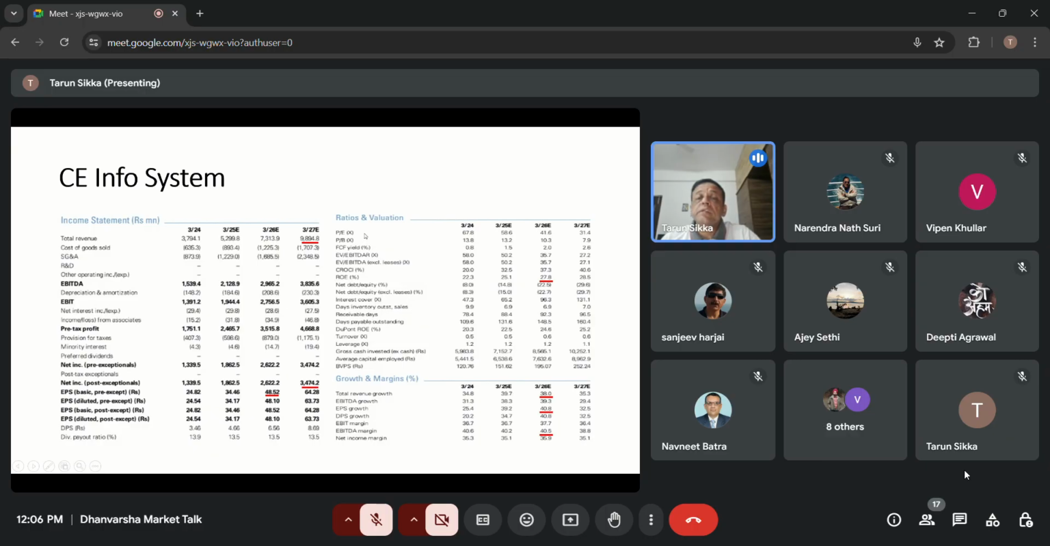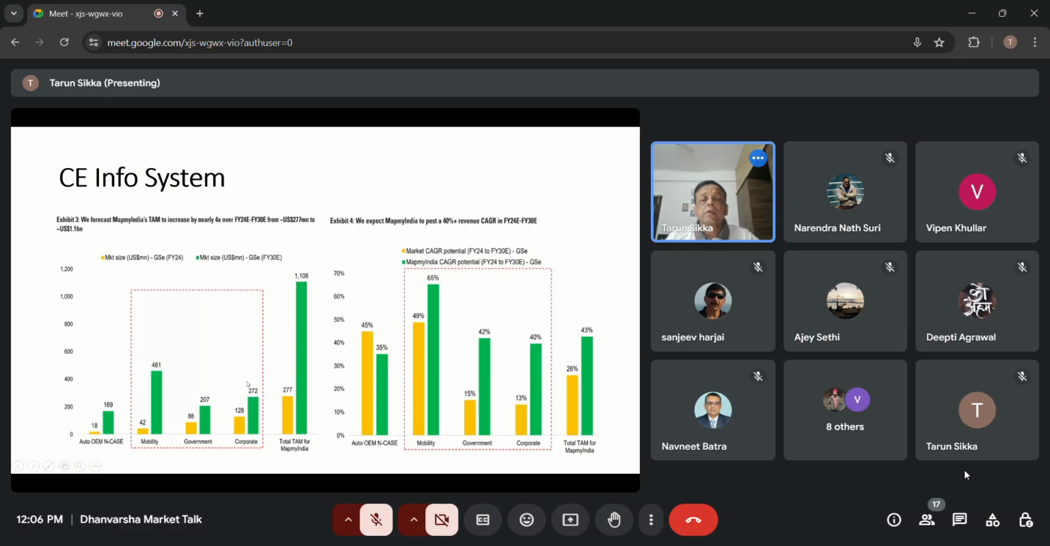If you see the ratios, the key ratio is ROE. Now, the ROE is expected to go up and it is heading to around 27, 28%, which is good. They are expecting a revenue growth of around 35% plus over the next 2 3 years, EBITDA growth on similar lines, EPS growth of around 40%, and EBITDA margin of 40%. So there is a good visibility. Plus, they have already done the capex.